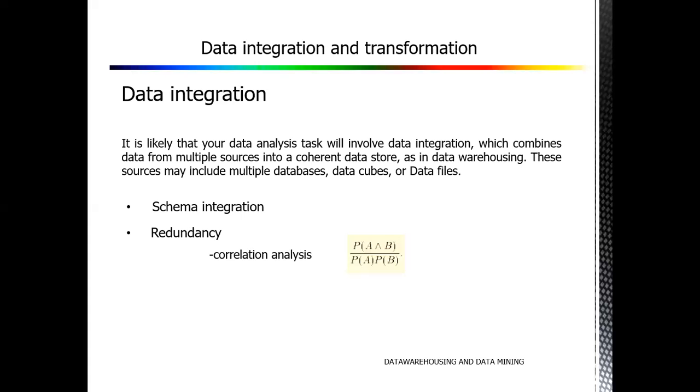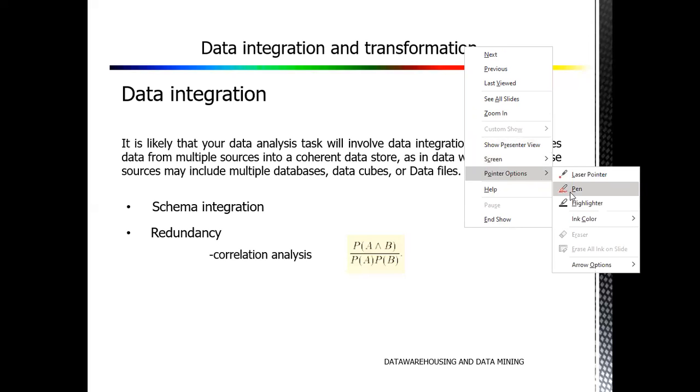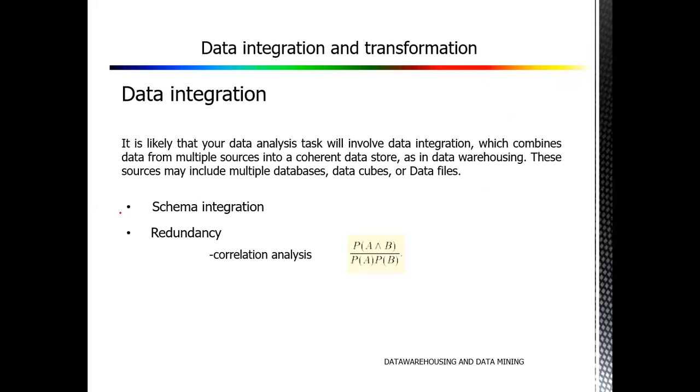So schema integration is written over here. Let us see what it is. For schema integration, we have to check whether any redundancy is there or not in the data set, and you have to check the similarity in two data sets. Let us understand by some examples.